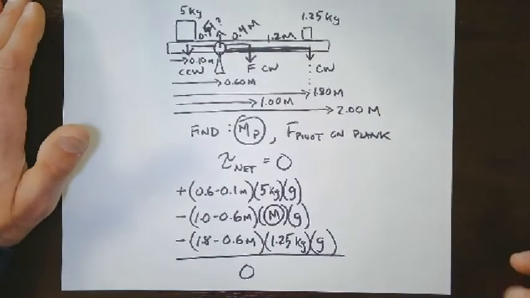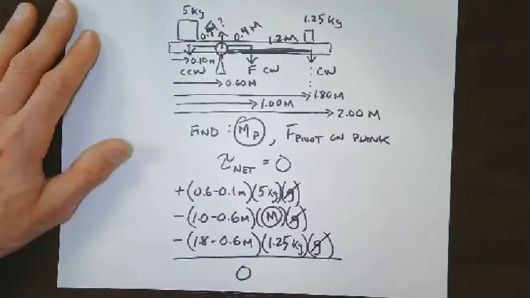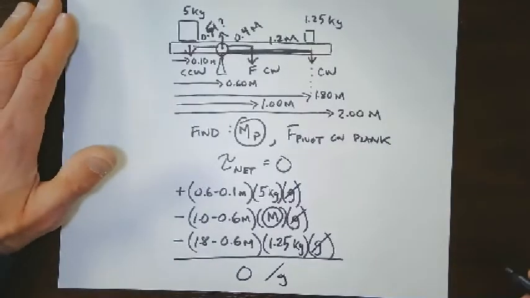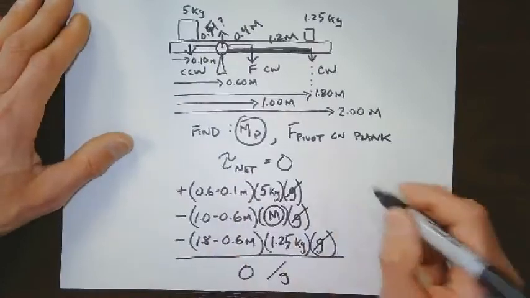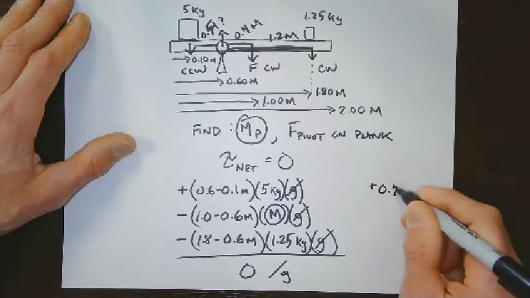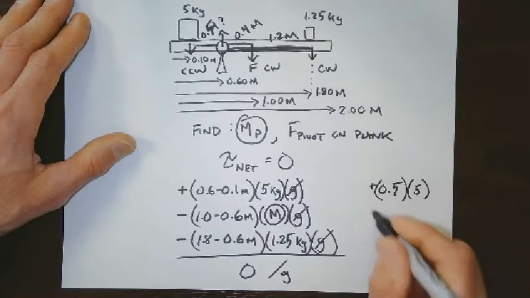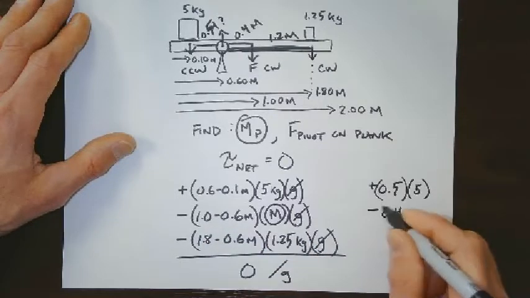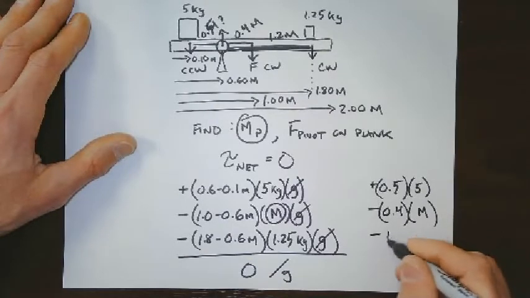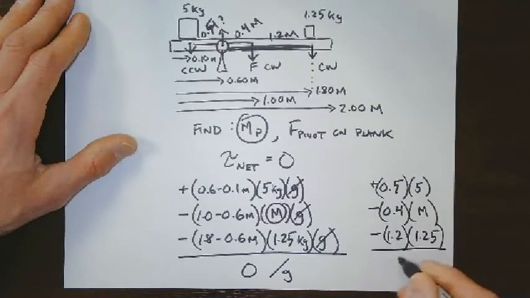Now, I wrote a lot more than probably you would need to write on the quiz or whatever. Clearly, you can divide everything by G, right? Because if I divide 0 by G, I still get 0. So that just goes away. And so mathematically, what do I end up with? I end up with this term becomes plus 0.5 times 5 minus 0.4 times m minus 1.2 times 1.25. And those have to add up to 0.